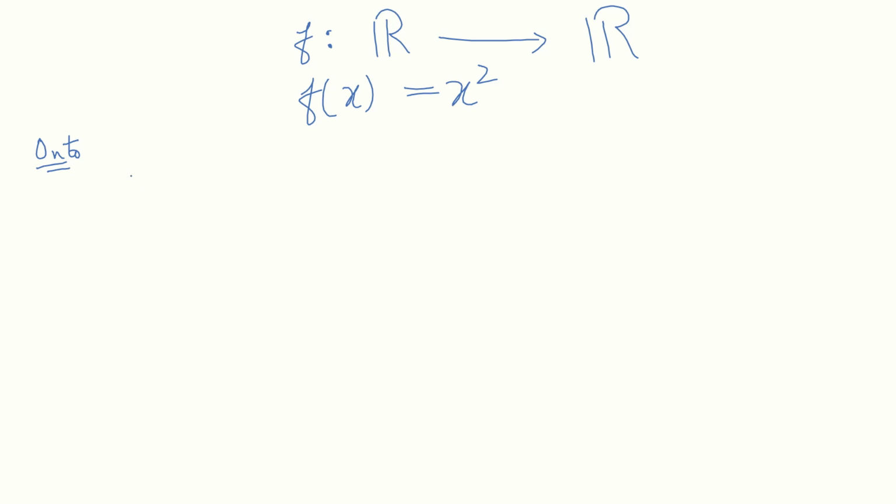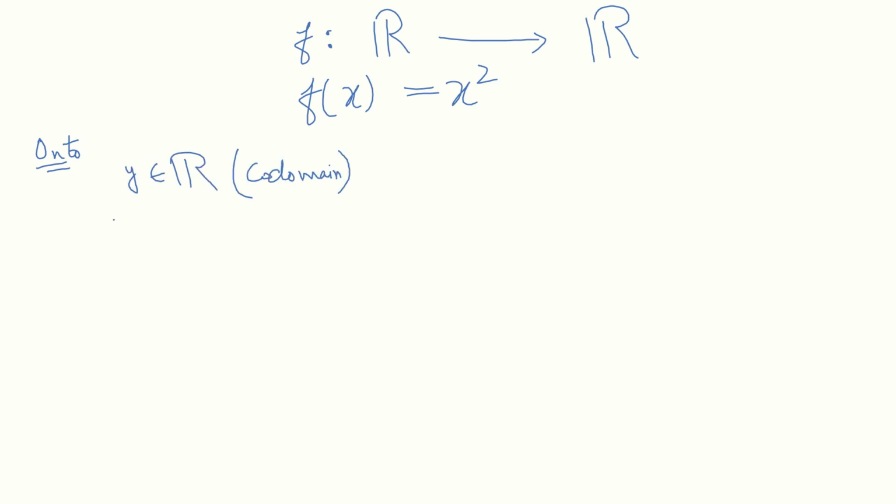In this example, we have a function from the set of real numbers to the set of real numbers, and the formula of the function is f of x is equal to x squared. Let us check if this function is onto and 1 to 1. Onto. Suppose y is an element of the codomain.